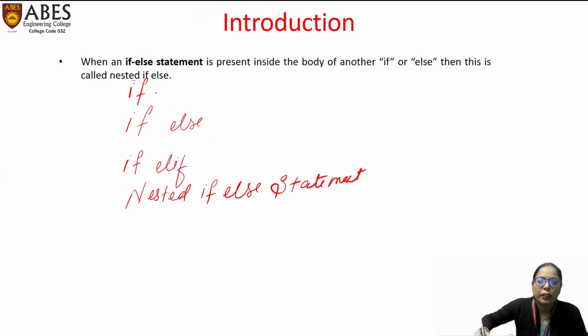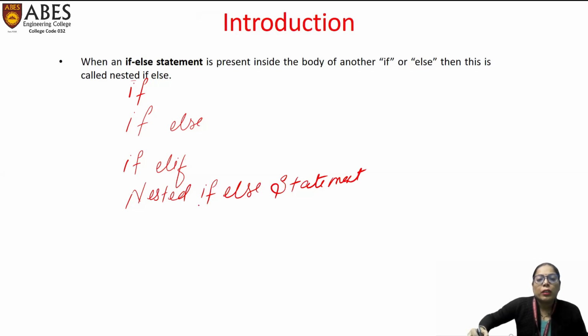As we have seen, in the case of an if statement, the statement was executed when the condition was true. So it worked only when the condition was true. Now, in the case of an if-else statement, when the condition is tested and it is true, the if body block is executed, and if the condition is false, then the else body block is executed.